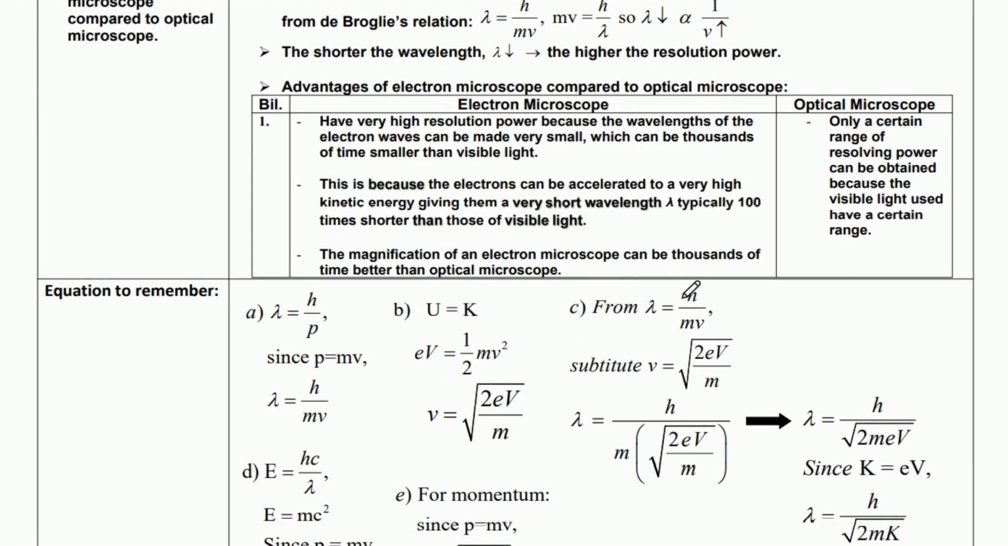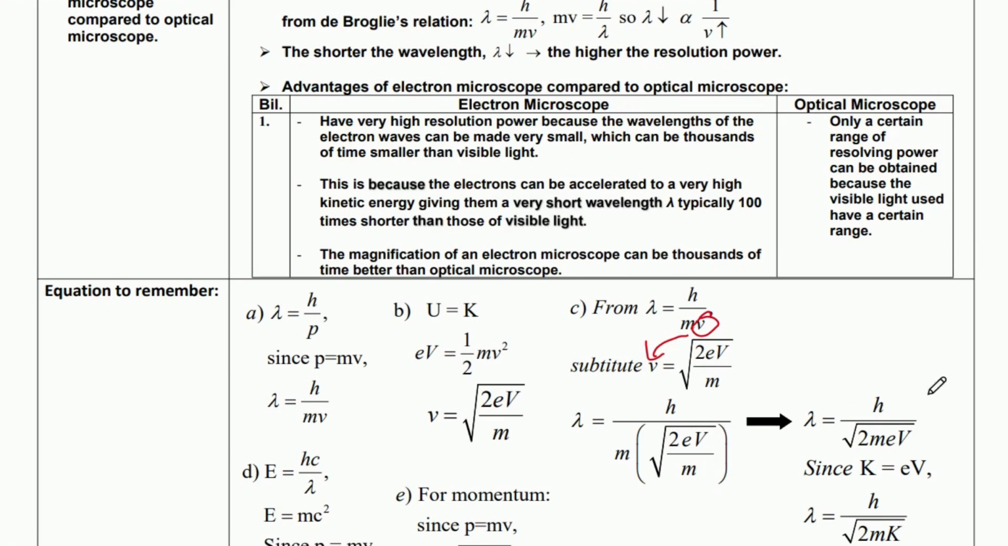Okay, yang ni pula kita modify lagi. From lambda equal to h over mv. So, v sama dengan square root 2eV over m. So, kita gantikan v ni dengan formula ni. Okay. So, dia jadi lambda equal to h over m square root 2eV over m. Lepas tu kita modify, dia jadi lambda equal to h over square root 2meV. Okay. So, since K equal to eV, modify lagi, dia menjadi lambda equal to h over square root 2mK. Okay ya. Sebab eV ni kita dah tukar kepada K.